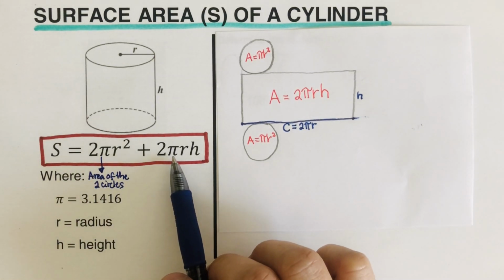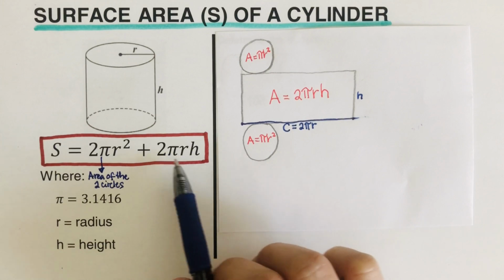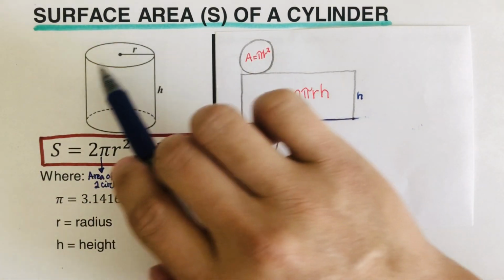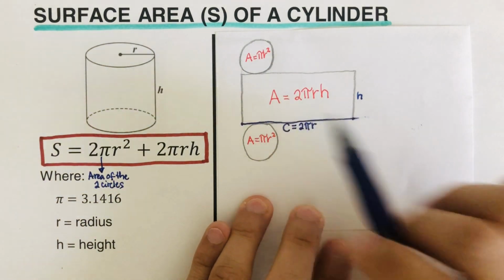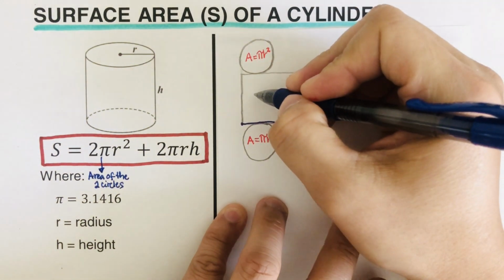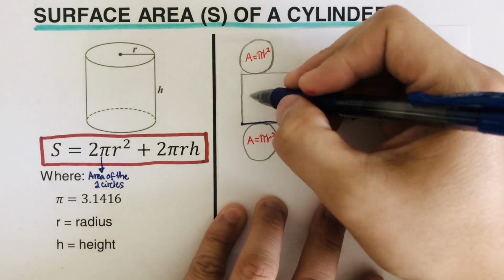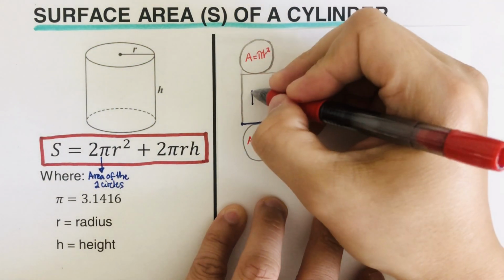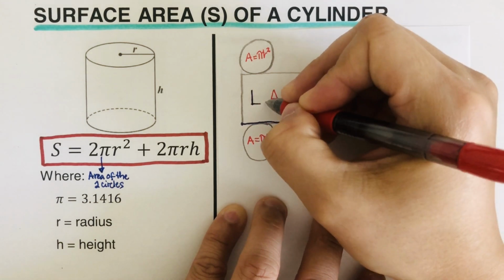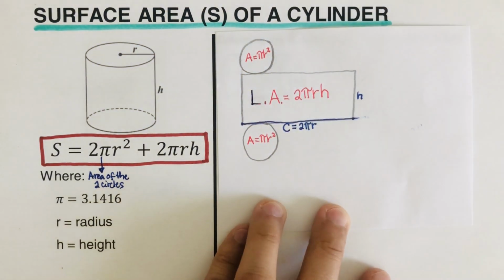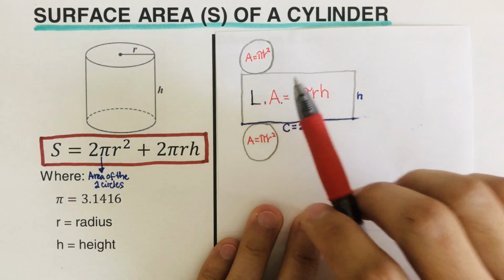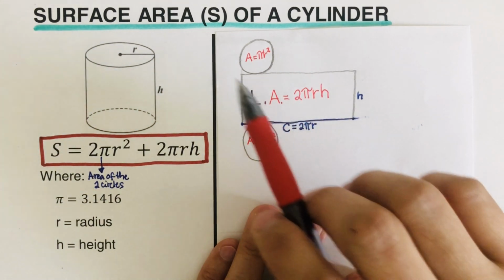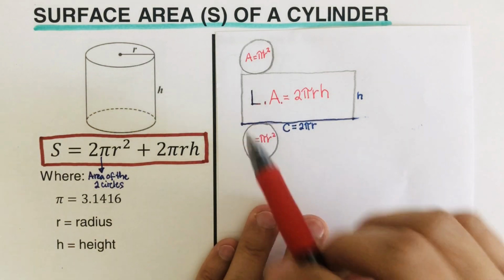Now this other part right here is the area of the body of the cylinder. This body of the cylinder, in math we call the lateral area. So I'm just going to label it here. That's the lateral area. Lateral area is the area of a solid figure that does not include the top and the bottom.